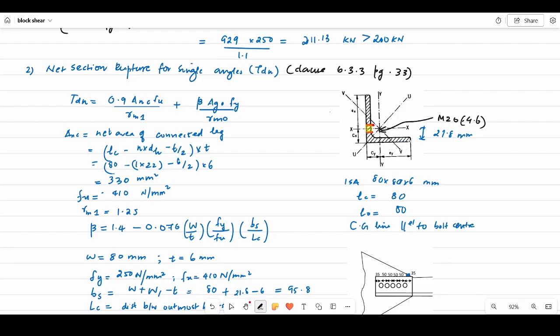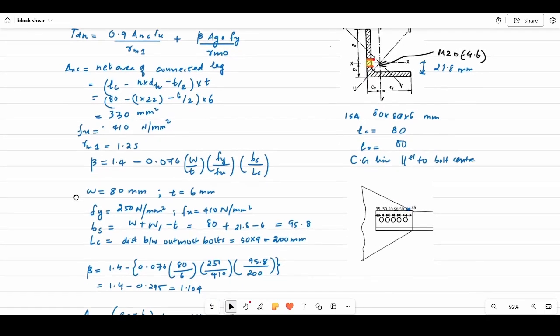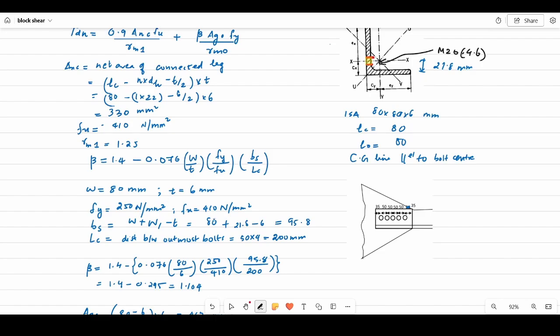end. So we have to add the W value, right? The length of the outside leg plus we have to add the distance between these 2 points, which is 21.8, minus this overlapping thickness on both sides, so I have to subtract the sum of t by 2, which is t only. So using that we can find the value of bs, which is 80, which is the width of the outstanding leg. W1 is the distance from the base towards the centroid minus 6, and this value will be 95.8, and this will be the total shear lag length. So this has to be used in our beta calculation.